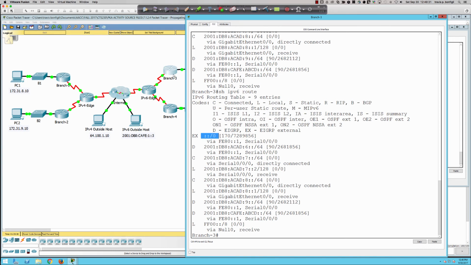So instead of having to go to branch 3 and put in a default route pointing to the IPv6 edge, and going to the branch 4 router and putting in an IPv6 default route to point to the v6 edge, we let EIGRP do the work. The benefit and ease of configuration may be a little lost here because there aren't that many routers, but in a realistic scenario where you've got 10, 15 routers, there's no way you're going to go to each of those routers and put in a static default route pointing to your edge router.